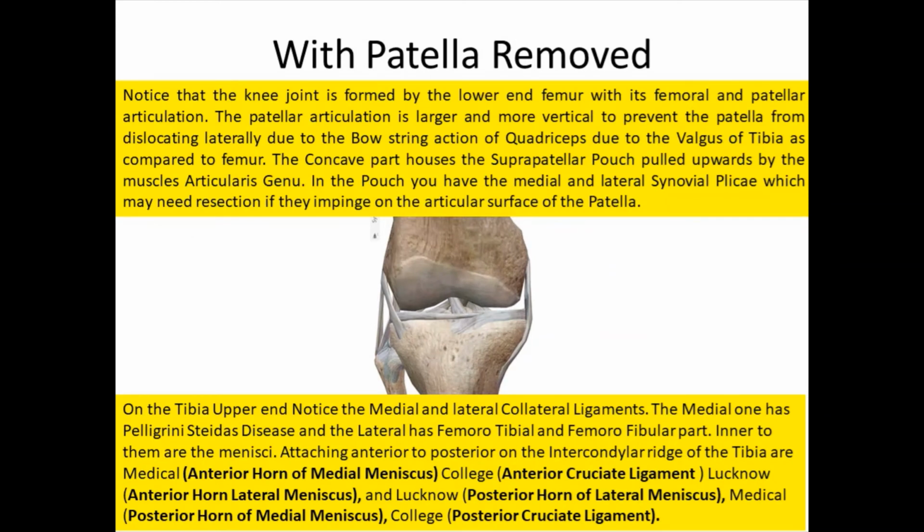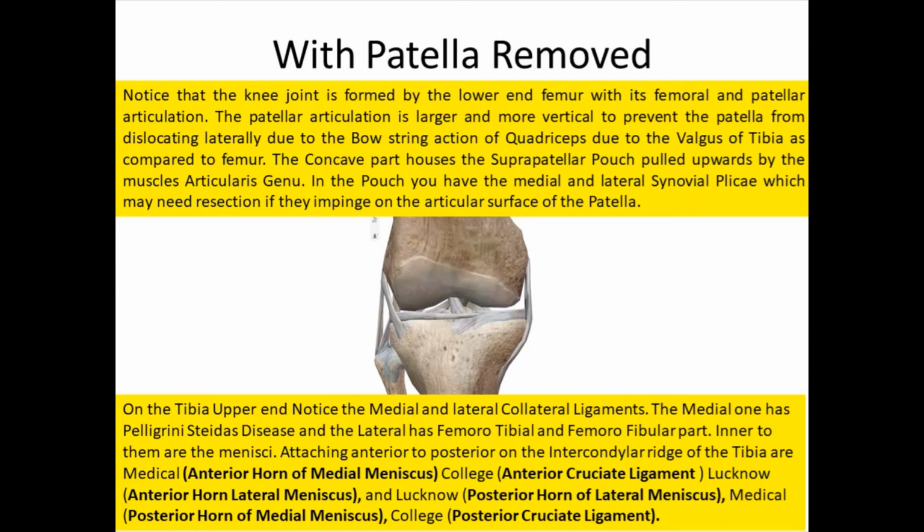Notice that the knee joint is formed by the lower end of the femur and its femoral and patellar articulation. The patellar articulation is larger and more vertical to prevent the patella from dislocating laterally due to the bowstring action of quadriceps, which is due to the valgus of tibia in relation to the femur.